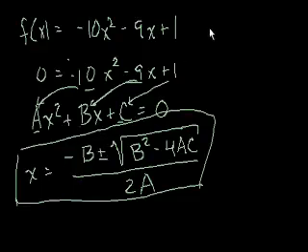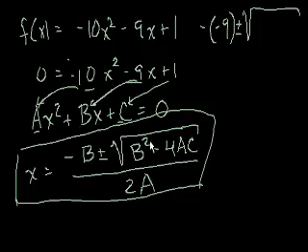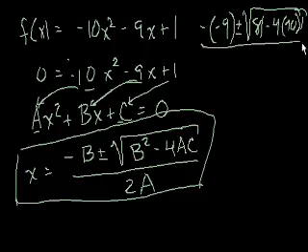So if b is negative 9, that's negative 9 plus or minus the square root of negative 9 squared, well, that's 81, minus 4 times a, which is minus 10, times c, which is 1. I know this is messy, but hopefully you're understanding it. And all of that over 2 times a. Well, a is minus 10, so 2 times a is minus 20.